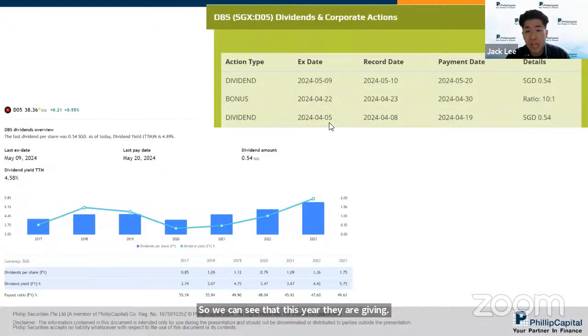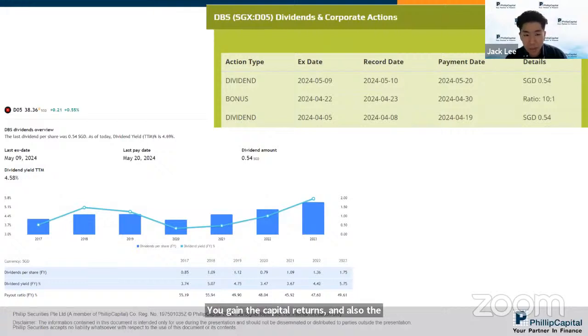One declared in April, one declared in May, and they give us bonus shares also, 10 to 1. So it's a very juicy return from DBS if you have invested from the start of the year. If you invest in DBS, you gain the capital returns and also the dividend itself.